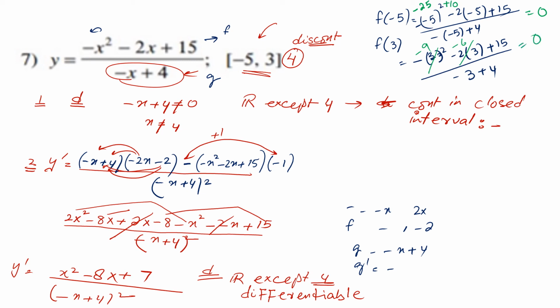So you can say that f of negative 5 is equal to f of 3, so you can apply Rolle's theorem. Now according to Rolle's theorem, the derivative should be equal to 0. So let me go to another slide.